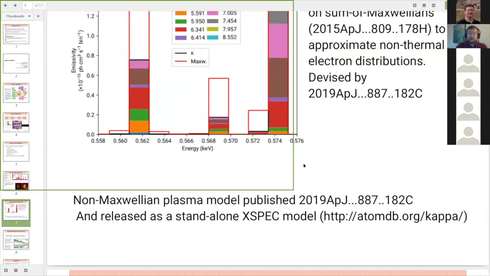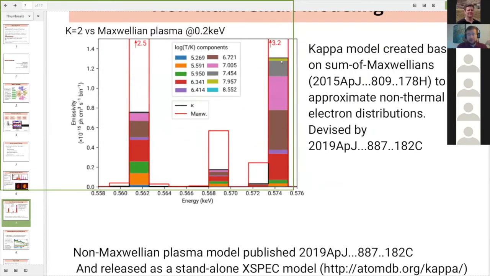And this is now released, and you can see the effects of this. So this graph here is showing the different contributions from different temperature components to the oxygen-like helium-like triplet. And the red line, which is going off the top of the screen, shows the Maxwellian result for the same plasma.